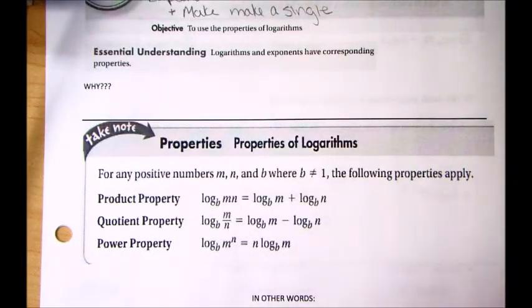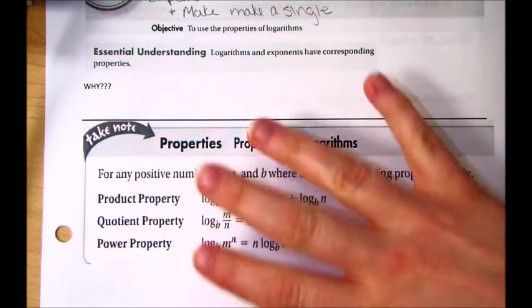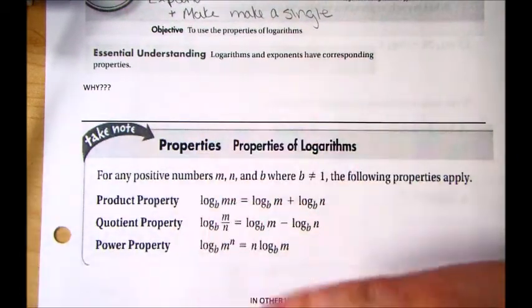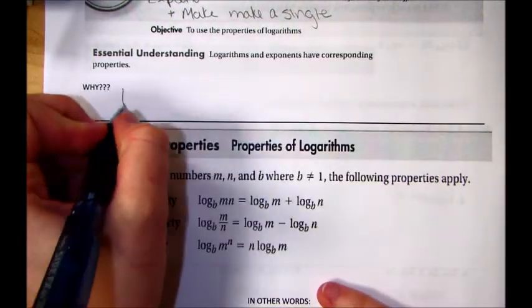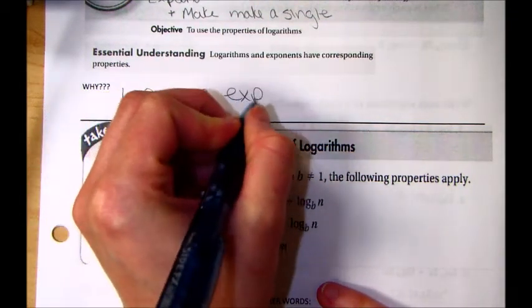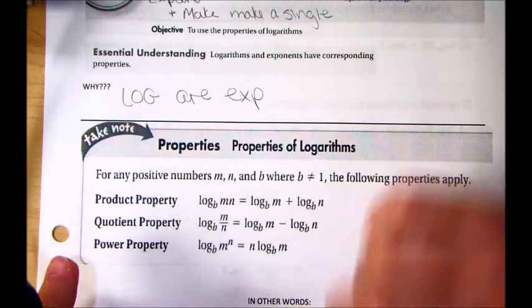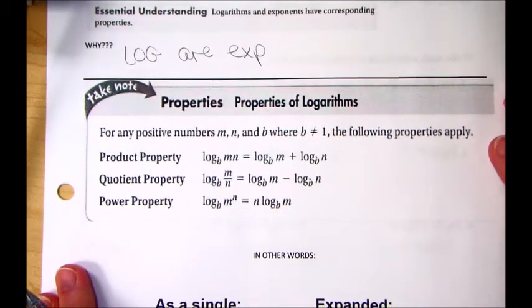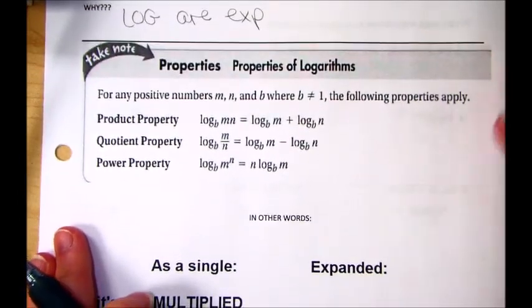I've been trying to stress this all along: logarithms and exponents have corresponding properties. Why would that be? Because logarithms are exponents. So if logarithms are exponents, they better have the exact same properties as them. All right, so let's talk about some properties that you know.